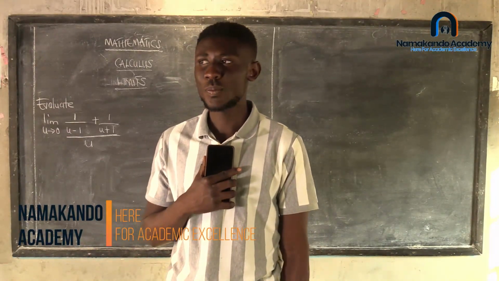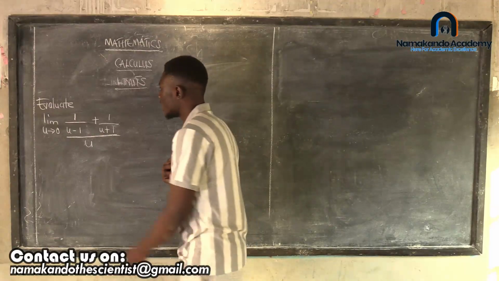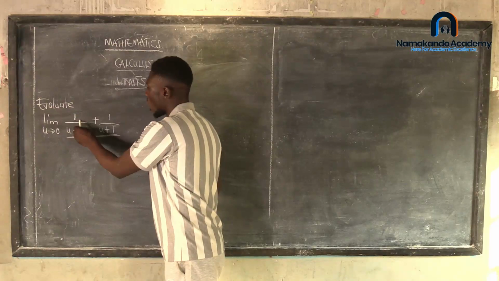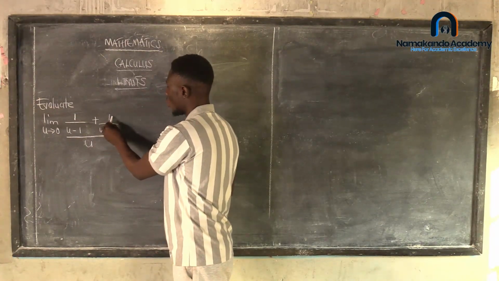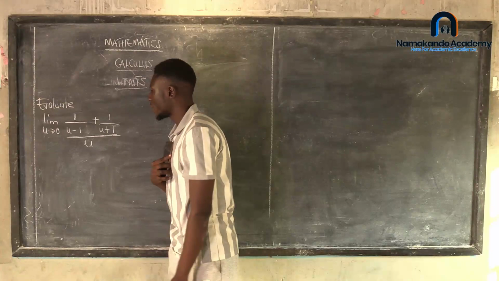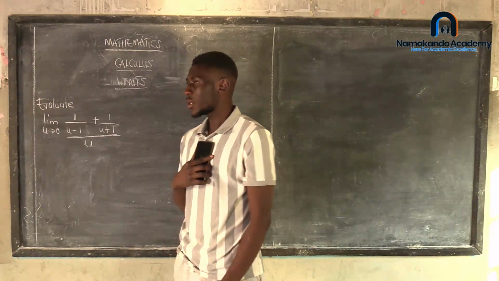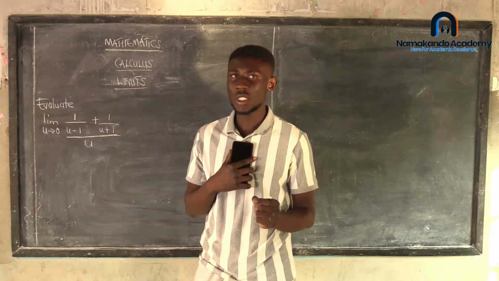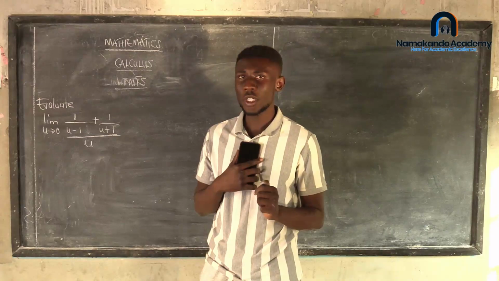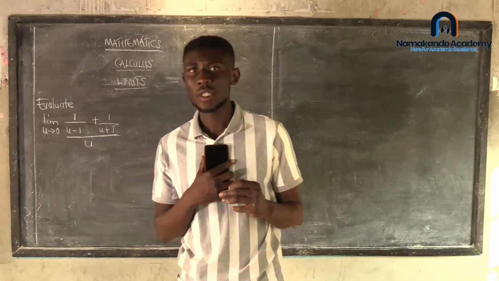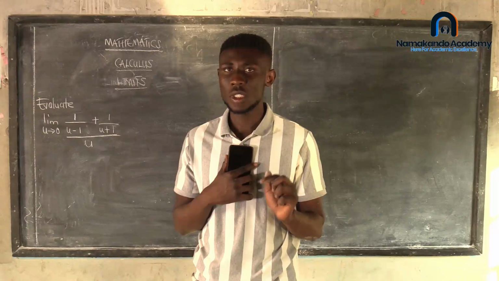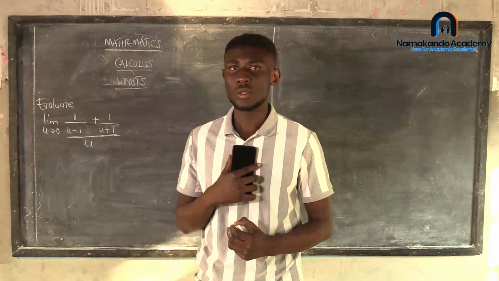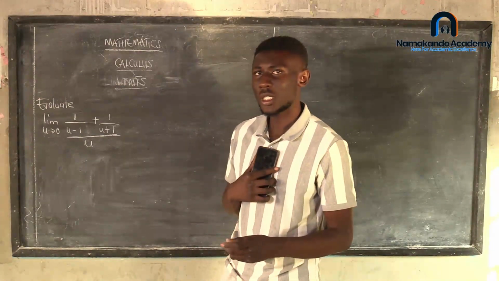Still under limits, before us we have the limit as u approaches 0 of our function, which is 1 over u minus 1 plus 1 over u plus 1, divided by u. So as you can see, this problem presented for us can be quite challenging if you don't do proper arithmetic. Hence, I request everyone to follow all the steps closely. If it means slowing the speed of the video, you can kindly do that. Right, let's get started.